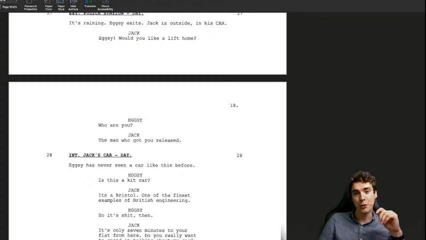So, Eggsy. Would you like a lift home? Would you like a lift? Would you like a lift home?